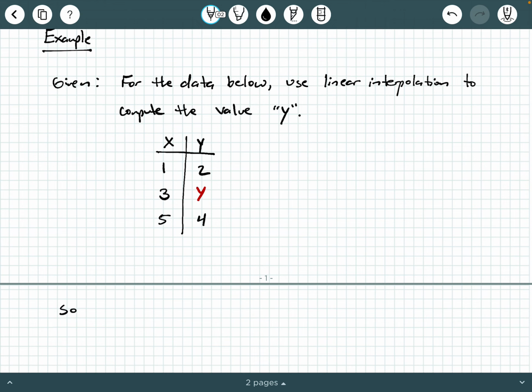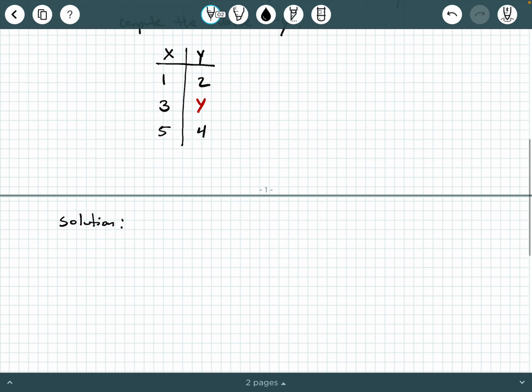Let's go ahead and write solution here, and make sure we know what we're looking at. The known points are 1, 2 and 5, 4. So this is a known point right here, 1, 2, and then the other known point is 5, 4.